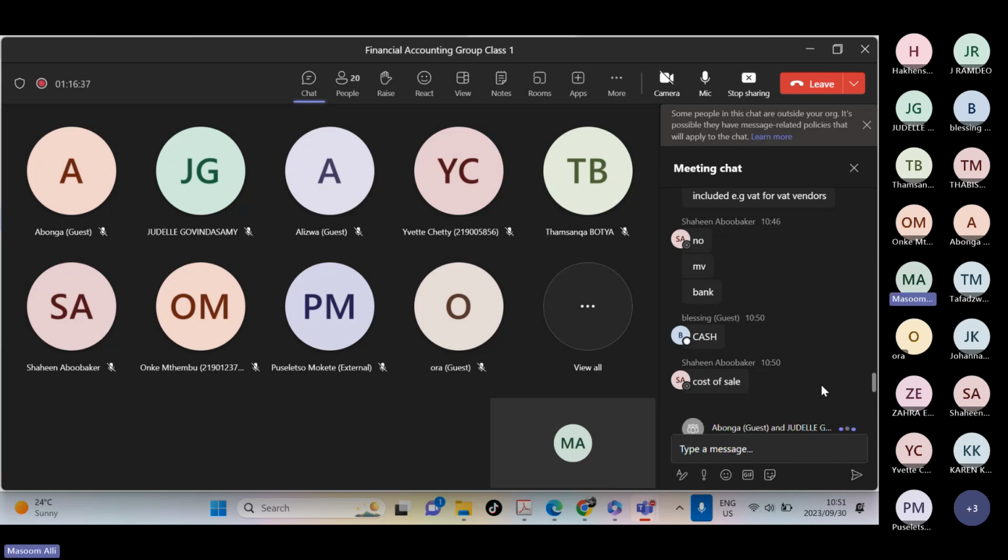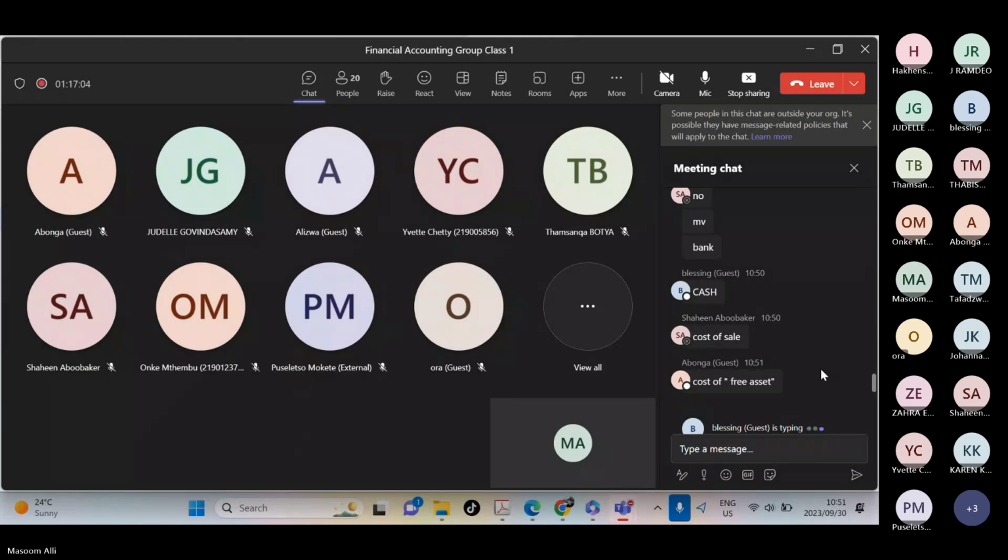I see 2 people are typing, so I'll wait for their answer and then I'll move on. I don't want to sit too long on inventories. I want to move to PPE and the more nitty-gritty stuff that will be tested. Cost of free assets. How does it have a cost if it's free? I can see we're going to have fun with this topic. And remember, this can come for PPE as well, right?